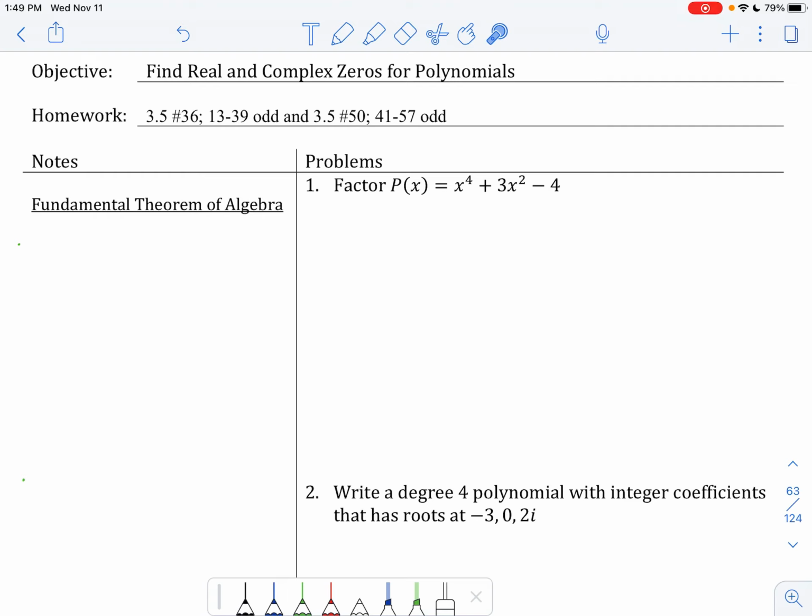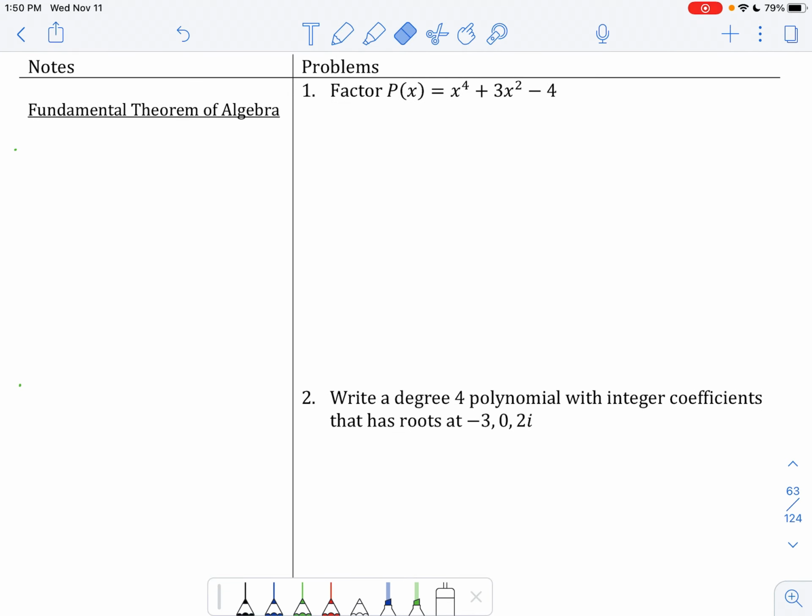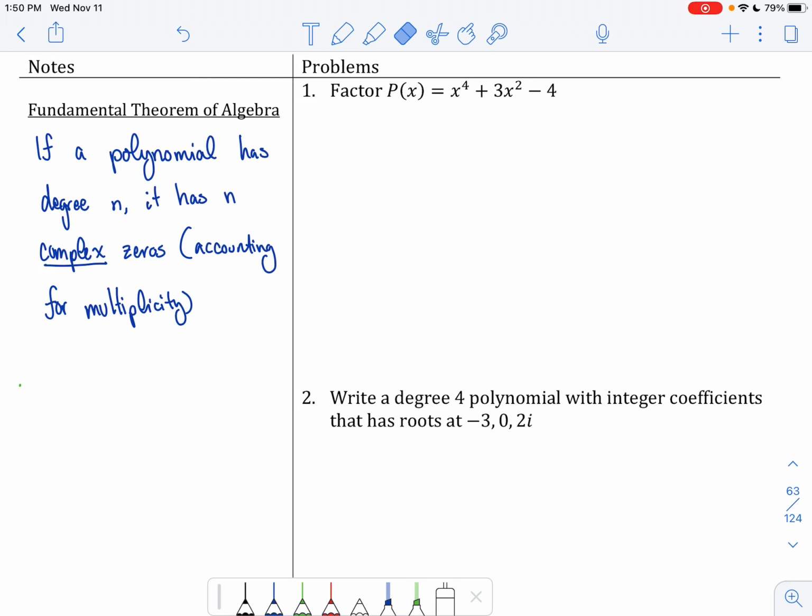So let's get started. Get yourself ready for notes. Now we're going to talk about finding real and complex zeros for polynomials. We've talked about a couple of these different methods with quadratics and then with just finding real zeros. One thing I want to start by doing is touching base about the fundamental theorem of algebra. If you remember from previous lessons, the fundamental theorem of algebra says that if a polynomial has degree n, then it has n complex zeros, accounting for multiplicity. Remember, complex numbers are just all the numbers that you could possibly have.